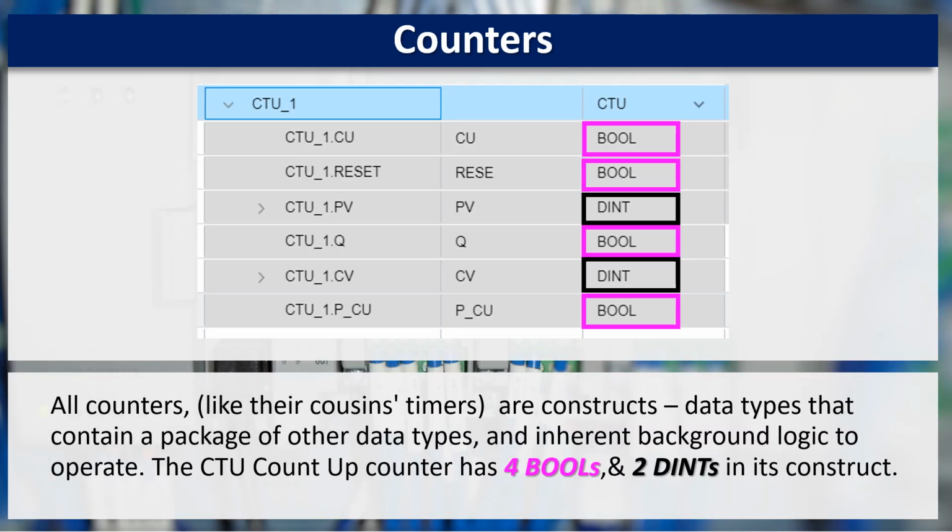All counters, like their cousins, timers, are constructs: data types that contain a package of other data types and inherent background logic to operate. The CTU count-up counter, for example, has 4 bools and 2 dints in its construct.